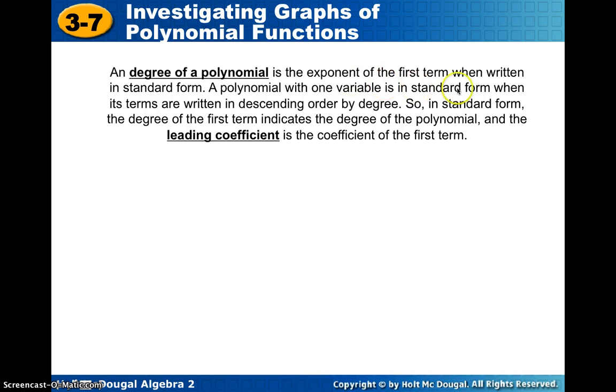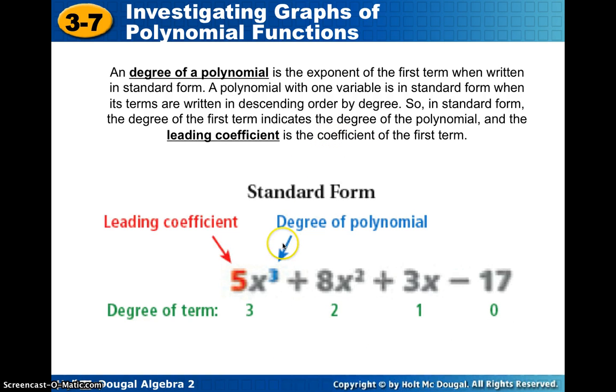The exponent of the first term, when written in standard form, is the degree of the polynomial. So a polynomial is in standard form when its terms are written in descending order by degree. And the leading coefficient is the coefficient of the first term. So here's a polynomial, and you can see that it's in standard form because the degrees are in order. Here we have degree 3, and this next term has a degree of 2, and the next term has a degree of 1, and then 0. So they're in descending order.